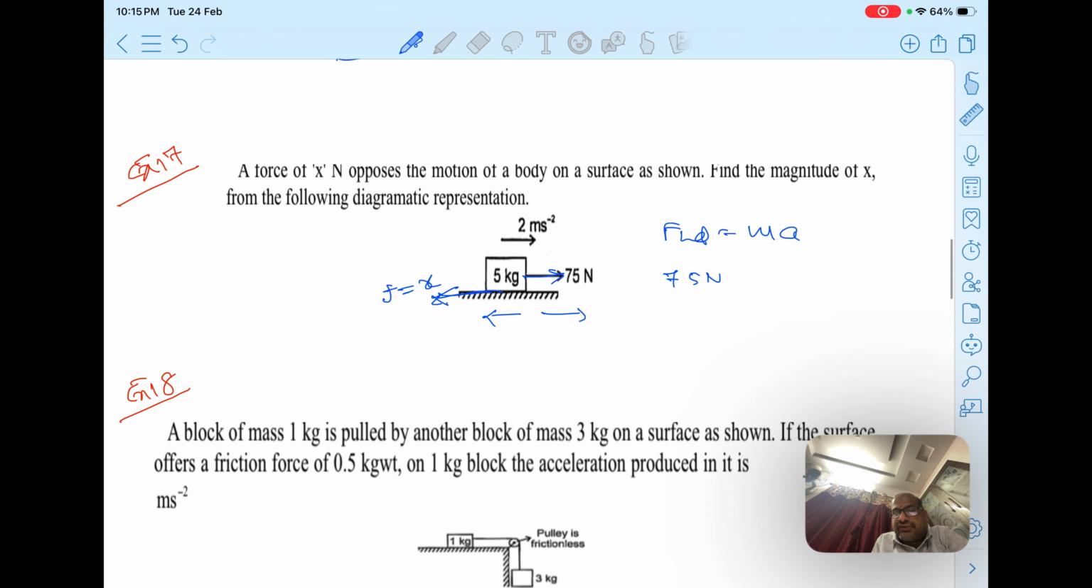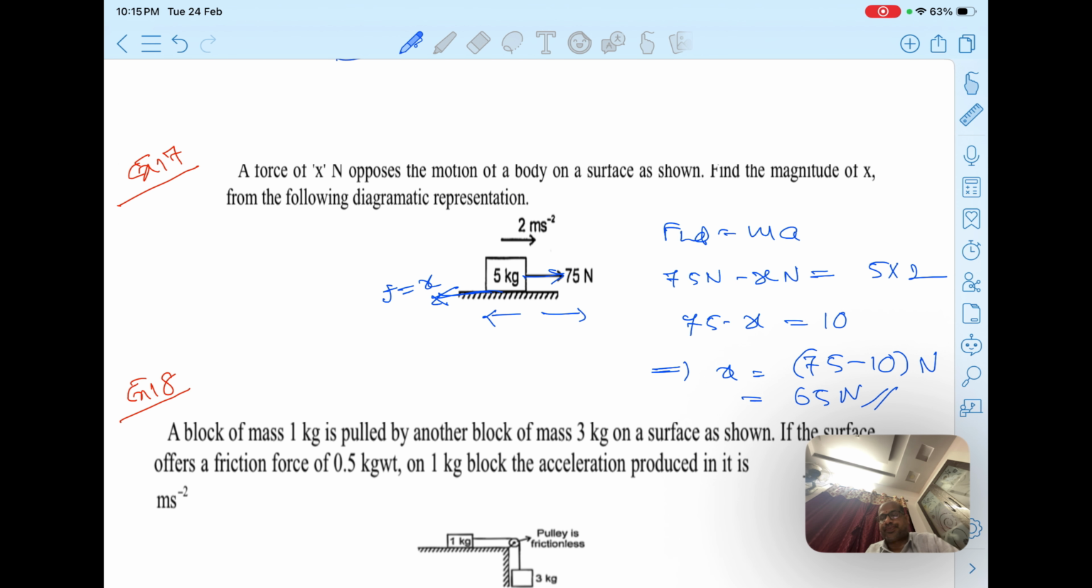So the resultant vector sum will be rightward force minus leftward force. So what can you write? 75 Newton minus x Newton. The mass is 5 kg. Acceleration is mentioned as 2. So 75 minus x is equal to 10, students. So x will be 75 minus 10 Newton, which will be how much? That will be 65 Newton, the answer.